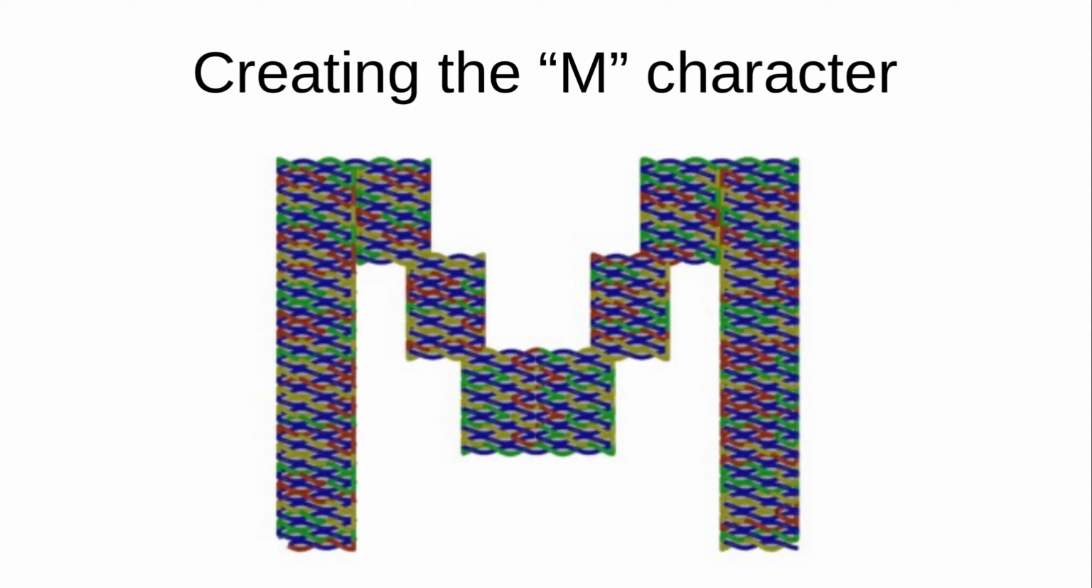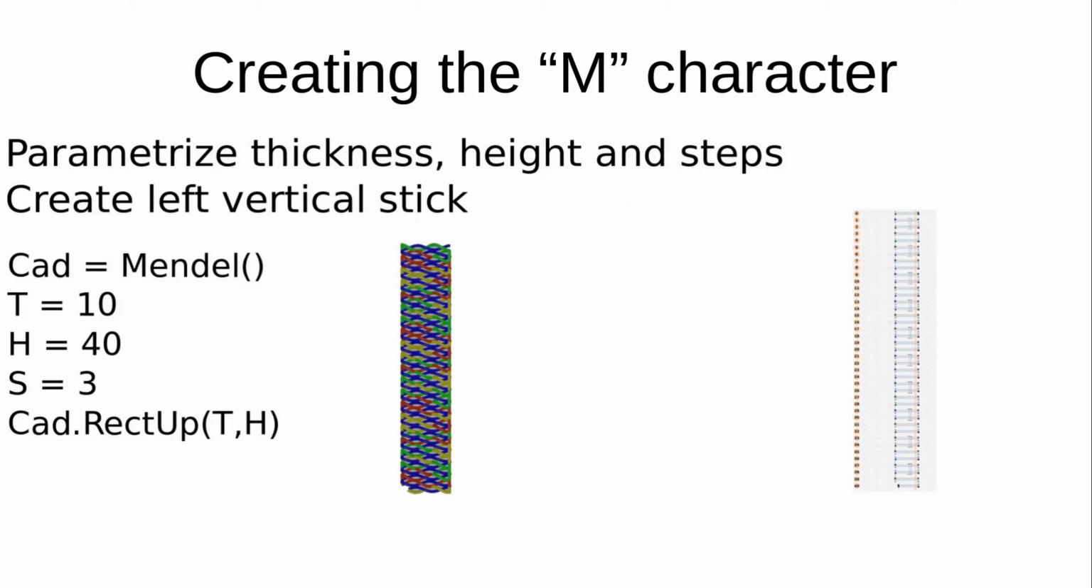In this example, I will show how to build the M character. Here, we parameterize our design and then build up each line as follows. First, we set parameters T for thickness, H for height, and S for diagonal steps. Then we add the left stick with the command rectUp.